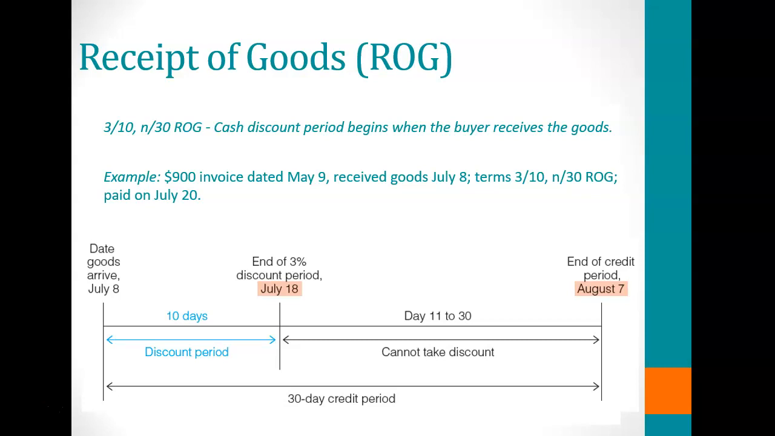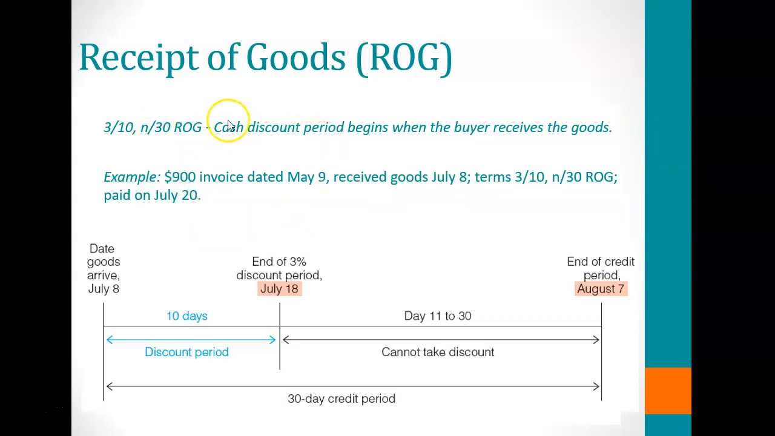Want some more terms? I got you. This one says 3/10, comma, n/30, ROG, which stands for receipt of goods. You're like, what? What does that mean? This is saying that once the goods have been received by the buyer, then you have 10 days to pay within receipt of those items to receive a discount of 3%. Otherwise, the full amount is due within 30 days.